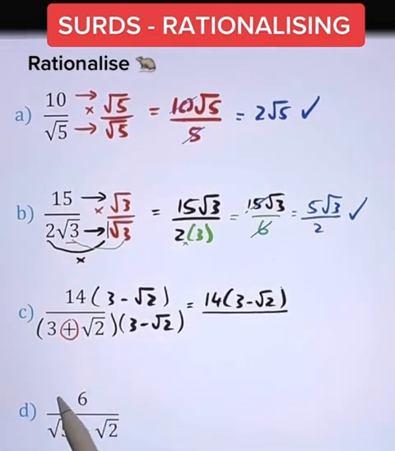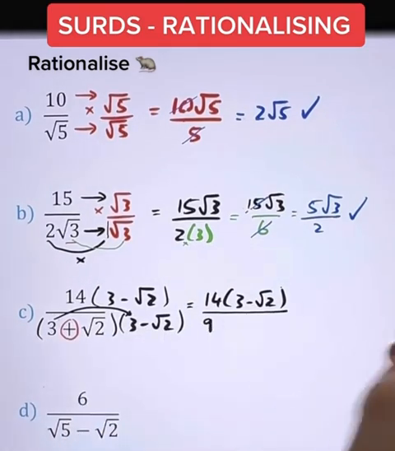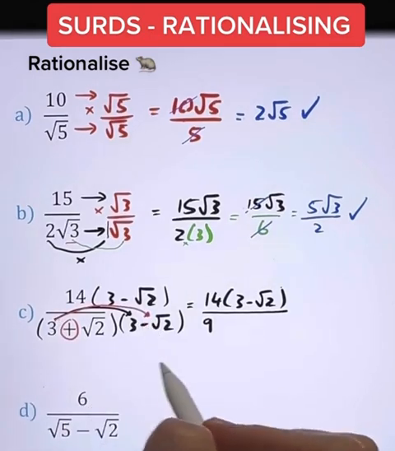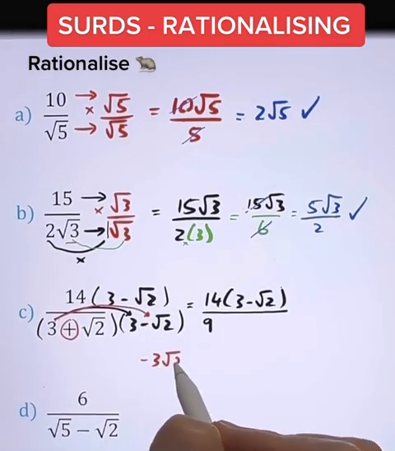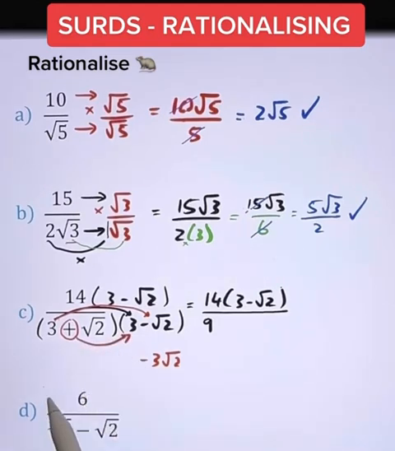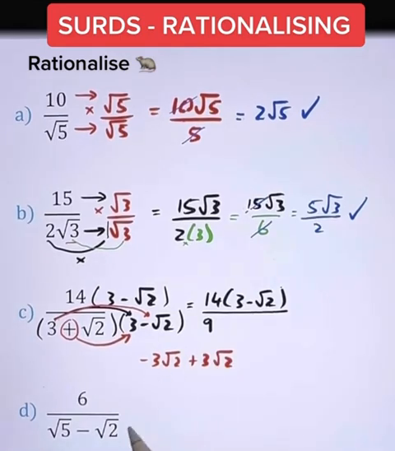Expanding my double brackets on the bottom, I know that 3 multiplied by 3 will give us 9. I know that positive 3 multiplied by negative root 2 will give us negative 3 lots of root 2. Now multiply my inside terms. I know positive root 2 times by 3 will give us plus 3 root 2. I know that 3 root 2 take away 3 root 2 will cancel. So I know the two middle terms will cancel.